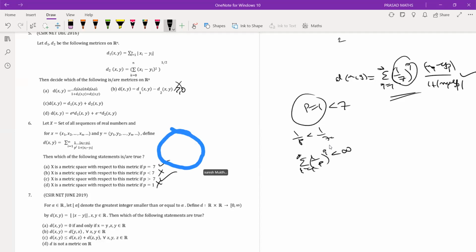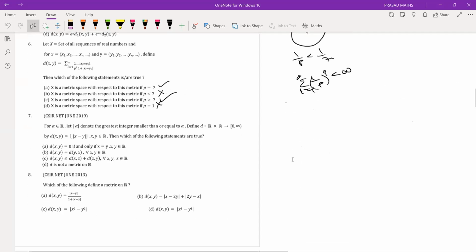Is it true? No. So p equals 1, it is not a metric. Is it clear to all of you? Put it in the chat box.